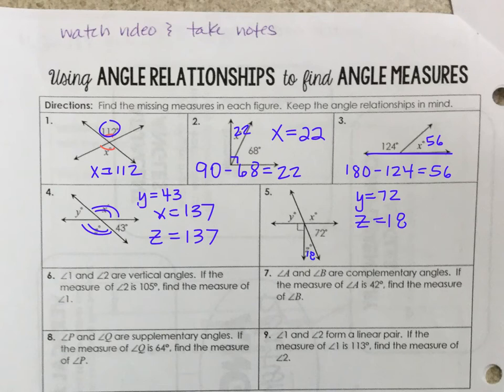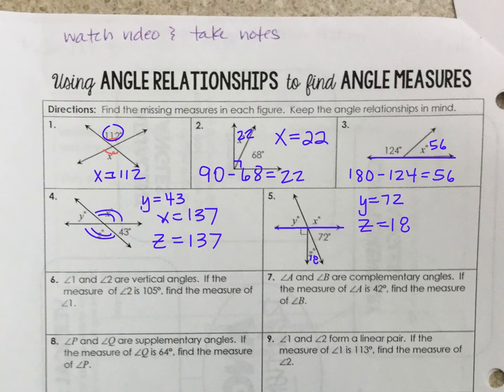To figure out what x is, let's look. We have a straight line. We know that y is 72. So I just say 180 minus the 72 gives us 108. So x equals 108.